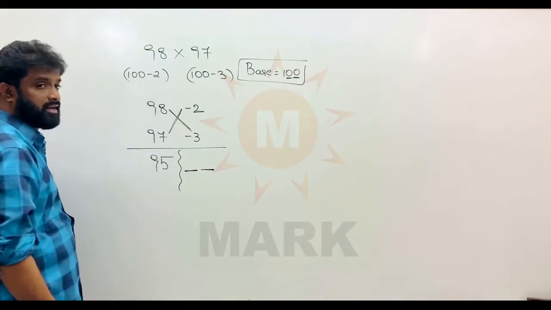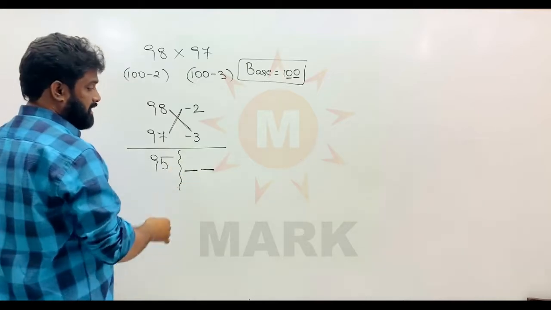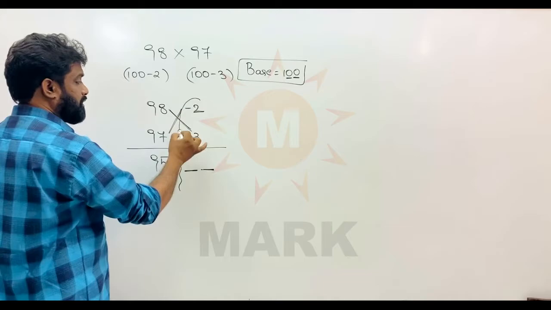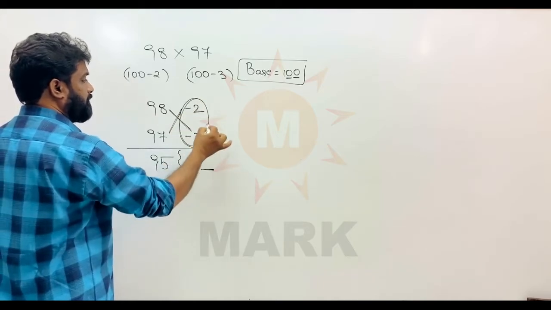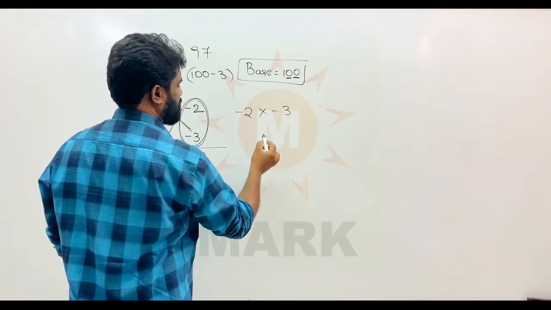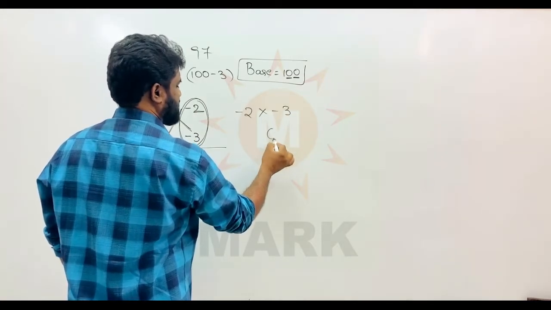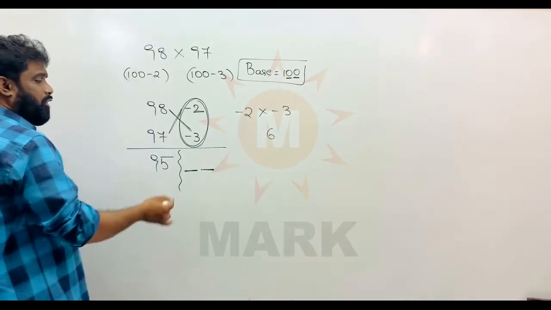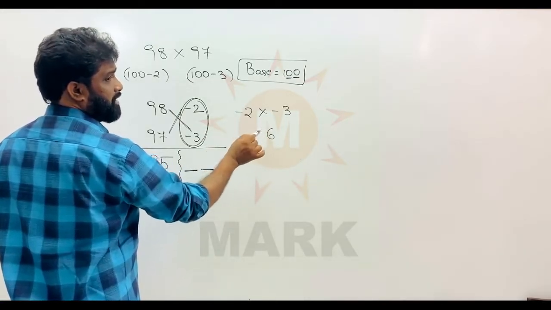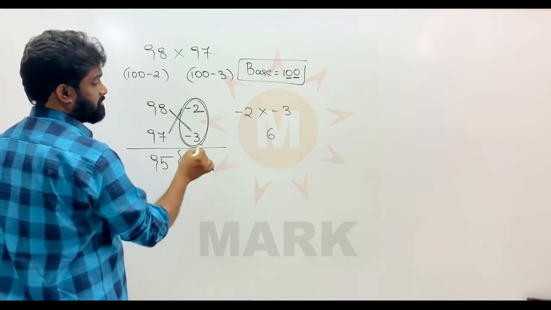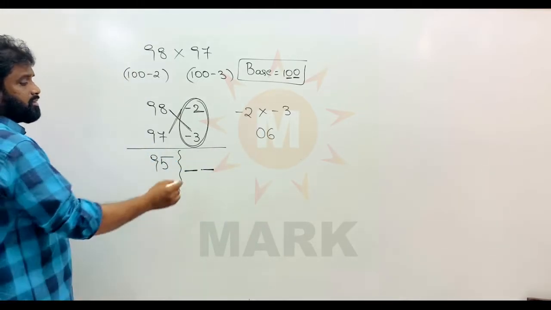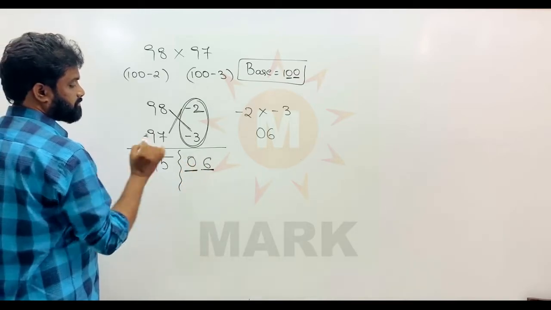Two slots you have to make ready. So what should I write in that number? The product of these two numbers. What is -2 into -3? -2 into -3 is equal to +6. But how can we adjust +6 here? You have to write this number so that you can adjust in these two places. We can write 6 as 06 also. So you have to write 06 here.